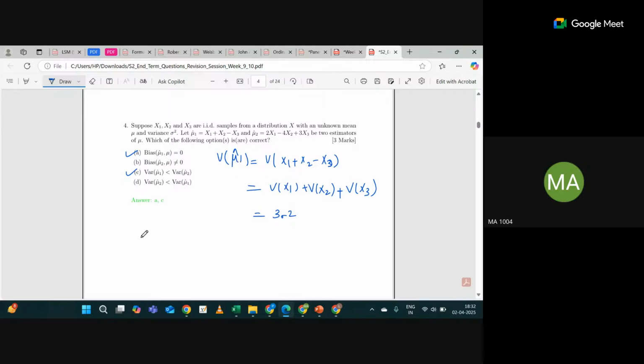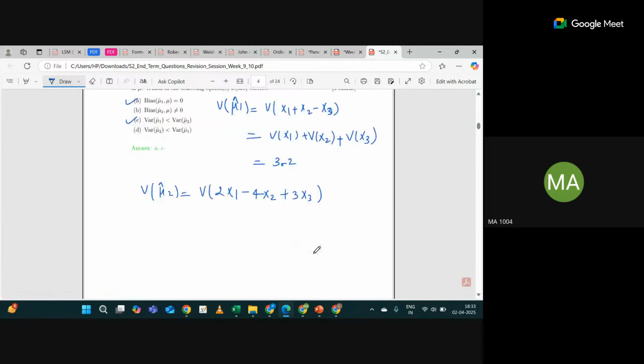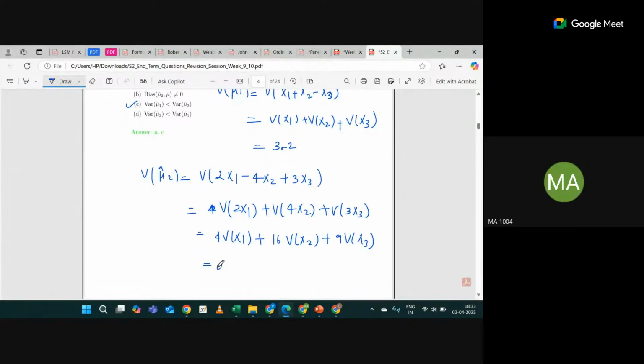Now, if you check the variance of mu2 hat, what is the variance of 2x1 minus 4x2 plus 3x3? First of all, it will be the variance of 2x1 plus the variance of 4x2 plus the variance of 3x3. If you solve this, it will be 4 times the variance of x1 plus 16 times the variance of x2 plus 9 times the variance of x3. So it will be 29 times sigma.